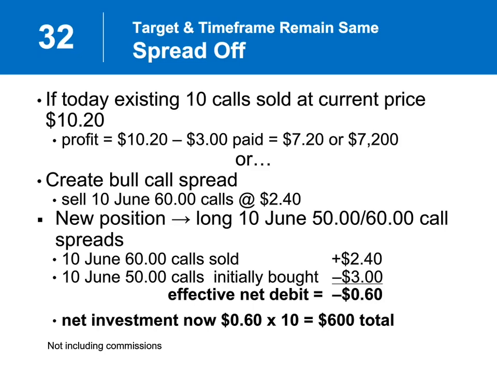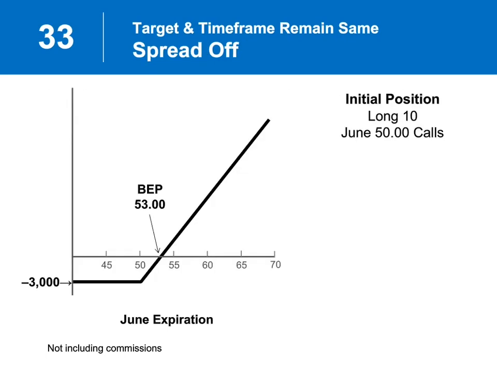So we know we're long the 10 June 50s. We initially paid $3 for them. The June 60 calls with 30 days to expiration are going for $2.40. So in essence, we get to do this $10 call spread for the ridiculous price of 60 cents. So, with the stock trading at 60, that spread's got all kinds of intrinsic value.